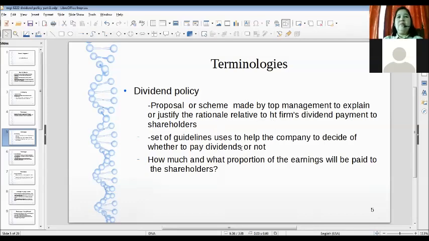Also, it is a set of guidelines used to help the company decide whether to pay dividends or not. So, included in the dividend policy is whether they will declare or not. And then, how much and what proportion of the earnings will be paid to the shareholders? That is included in the dividend policy. How much will they give? Of course, it is not possible that all the retained earnings will be declared as dividend. It's only a portion. That is why the portion must still be decided.